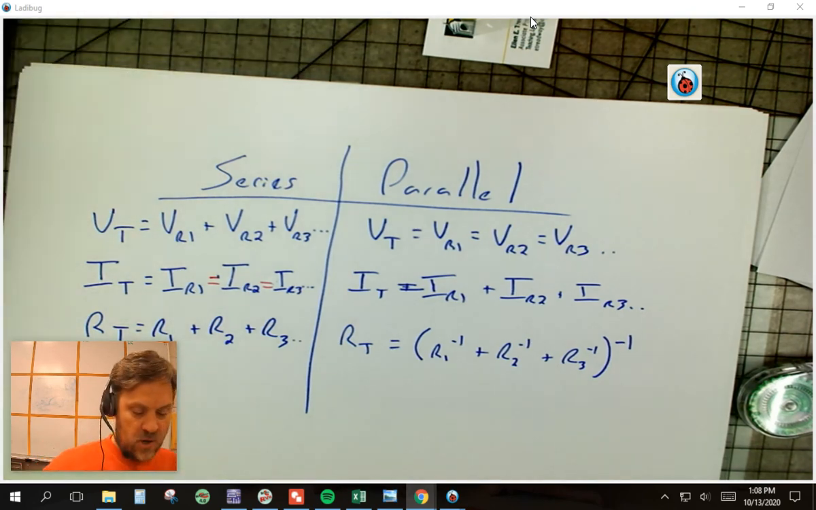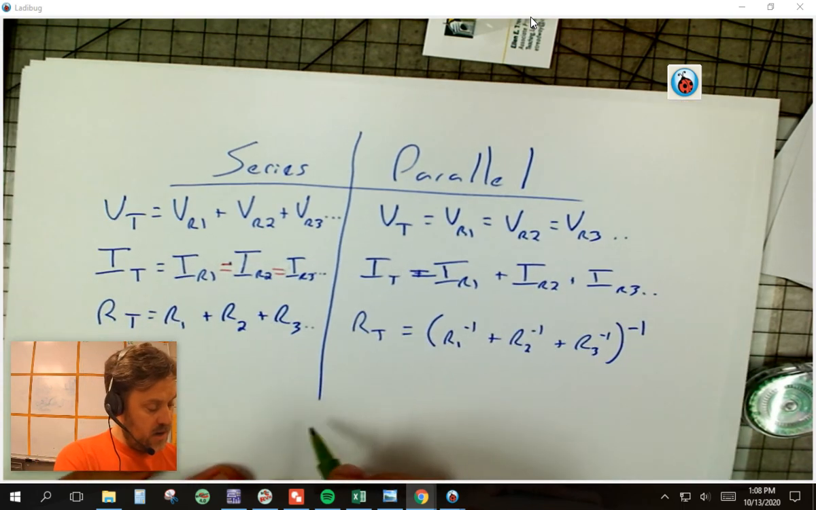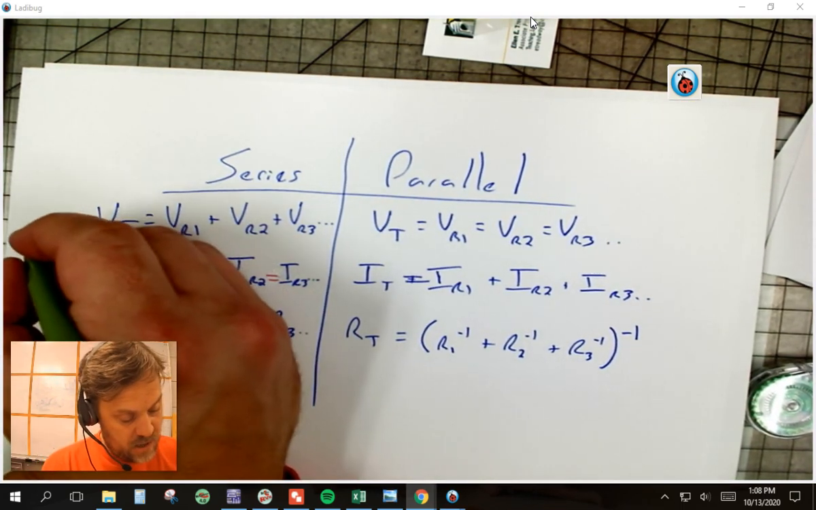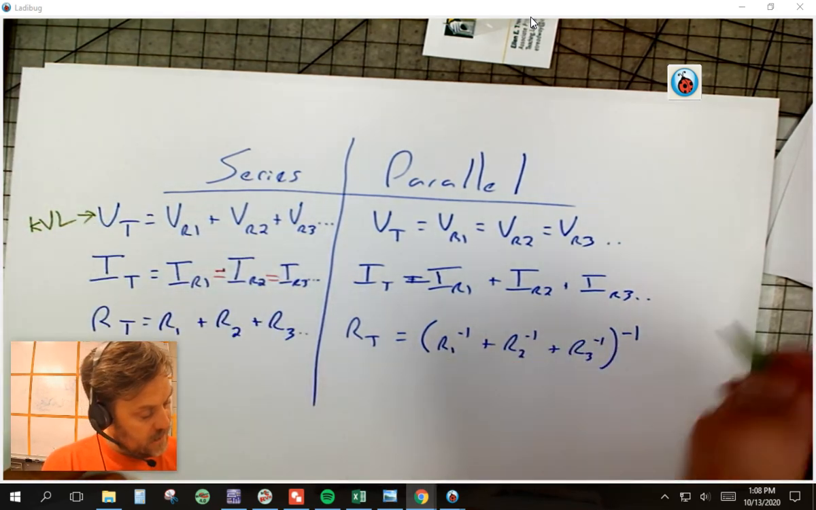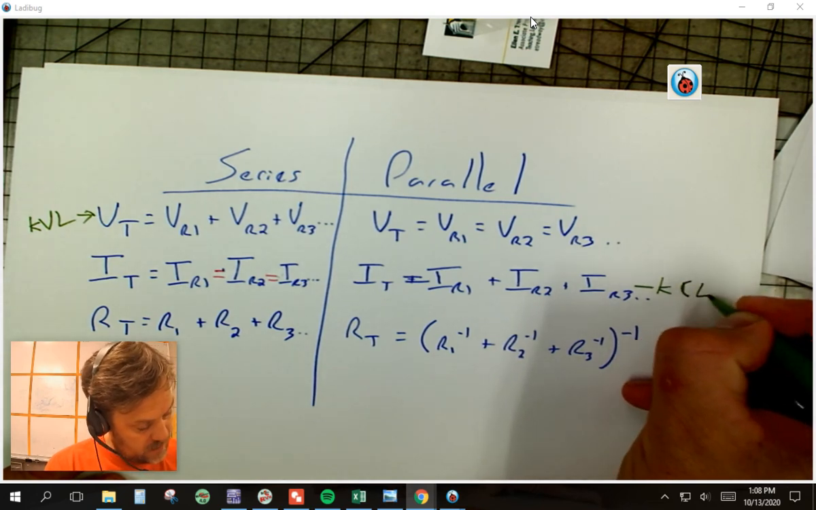And then don't forget your Ohm's Law. And I'll write it down here. And you'll need to know that this one, you might make a note on here, is Kirchhoff's voltage law. And this one is Kirchhoff's current law, KCL.